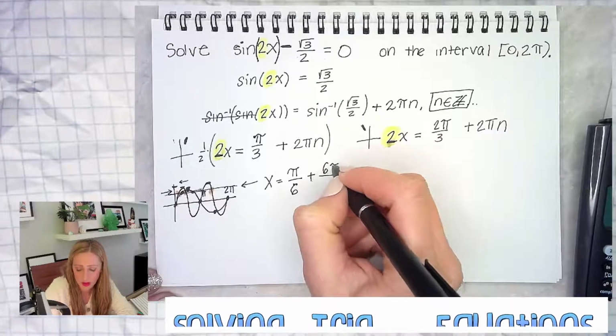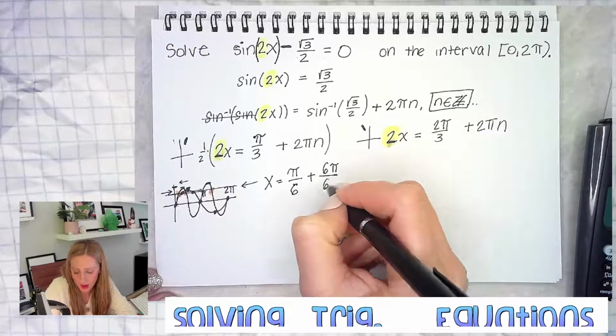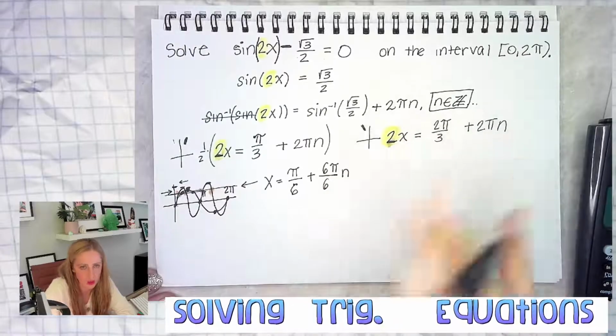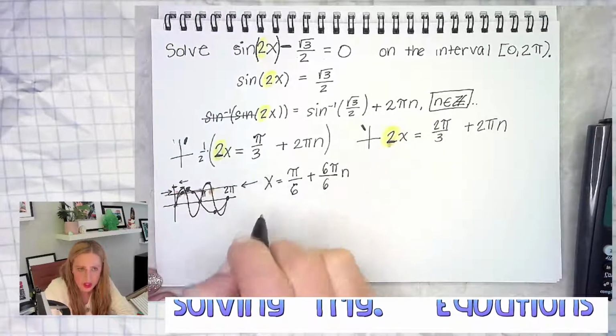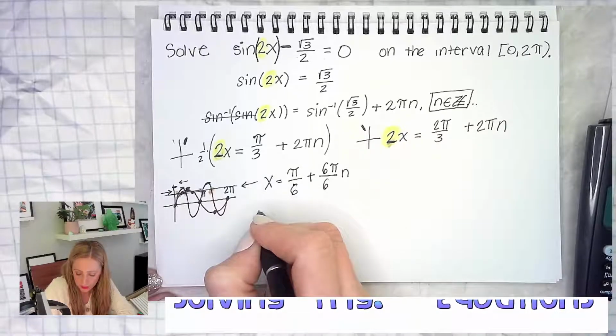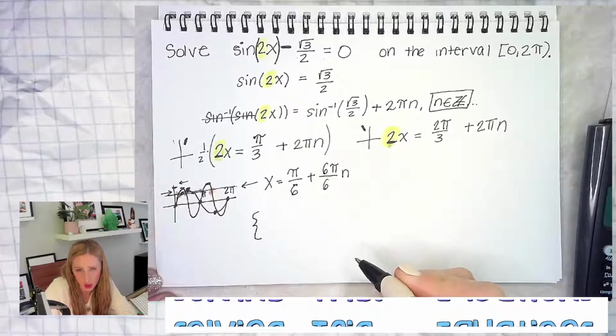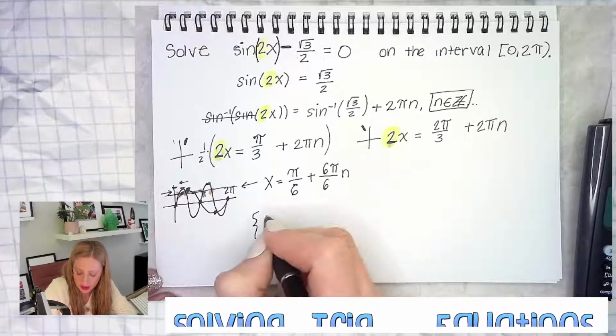6 pi n over 6. Yeah, so 6 pi n over 6, whatever way you want to write it. Now we can start listing our answers. I'm going to use set notation, that curly bracket. You might remember seeing that in the past.